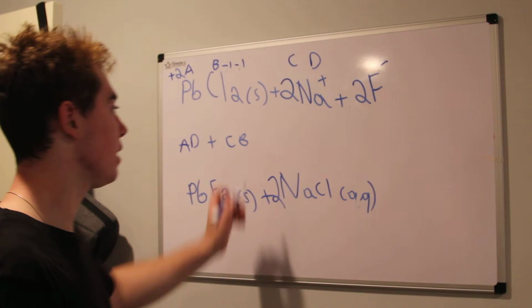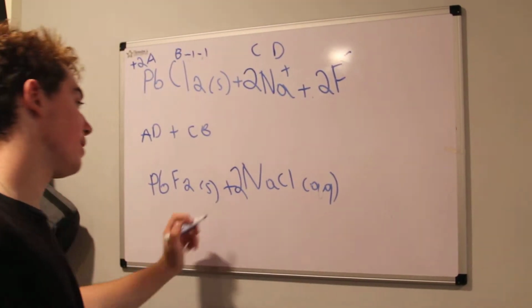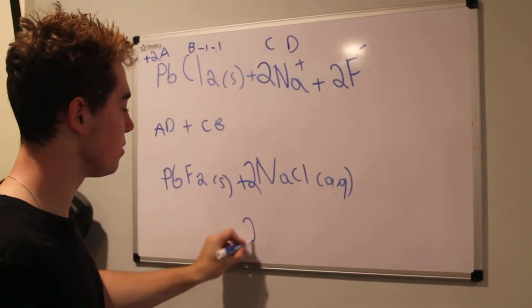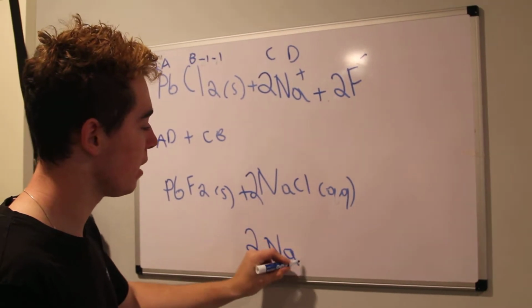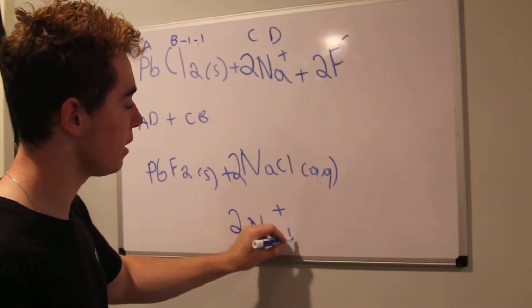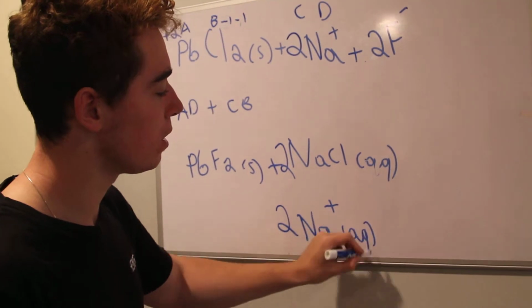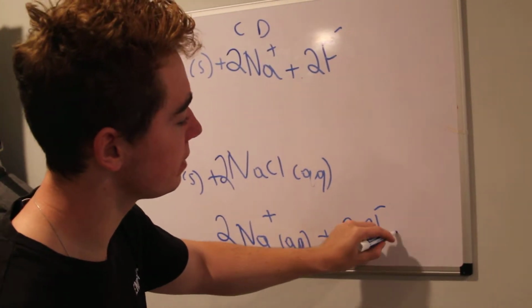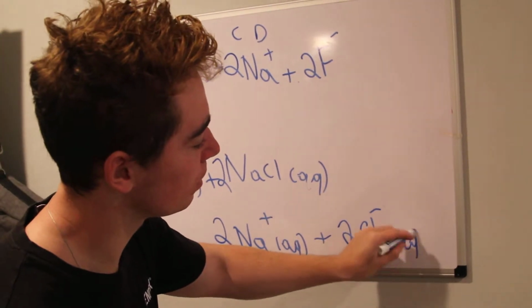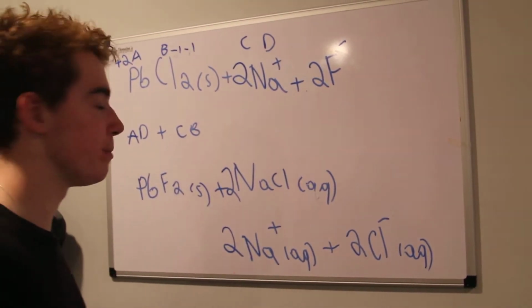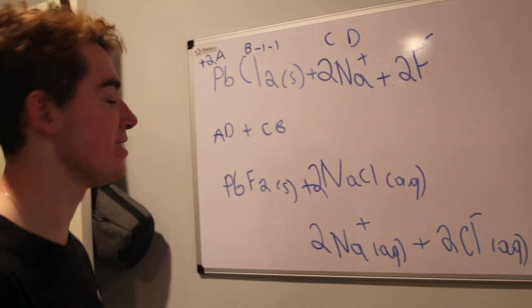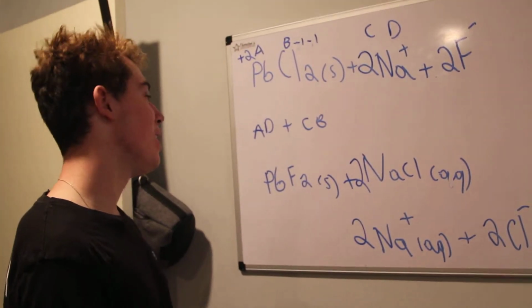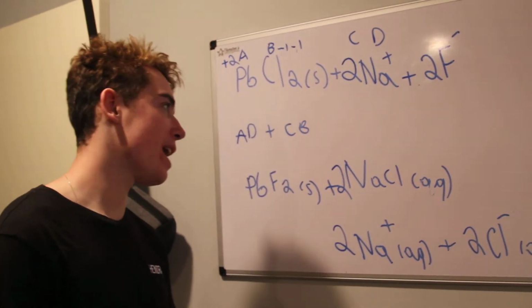Then same thing, you go to the reactant side and break this up as well into 2 Na plus AQ plus 2 Cl minus AQ. You can put AQ at the end of both of them. I just didn't put it because it's extra work. And then we'll look at it. What goes into the actual reaction?